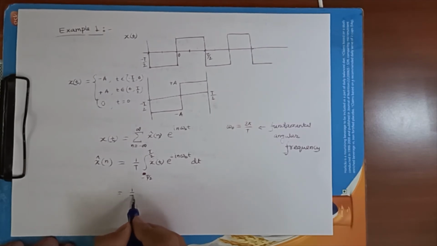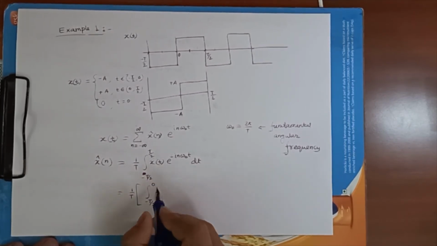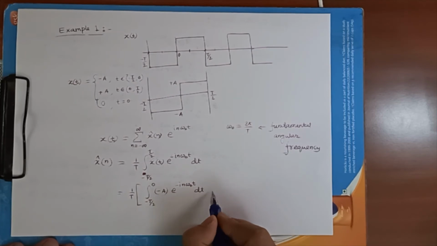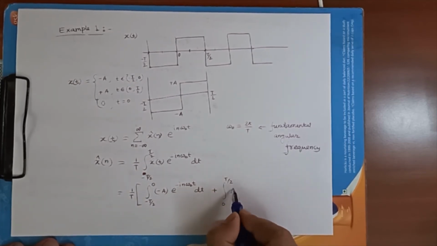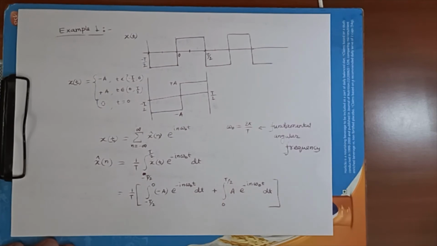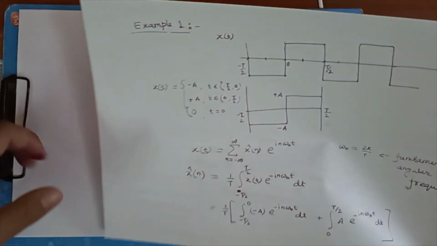So it will be 1 by T, and we have to split the integral into two parts. One is minus T by 2 to 0, when x(t) is equal to minus a, e to the power minus i n omega 0 t dt, and the second part is 0 to T by 2, when it is plus a, e to the power minus i n omega 0 t dt. So we have to solve these two integrals in that limit. So let us do that.